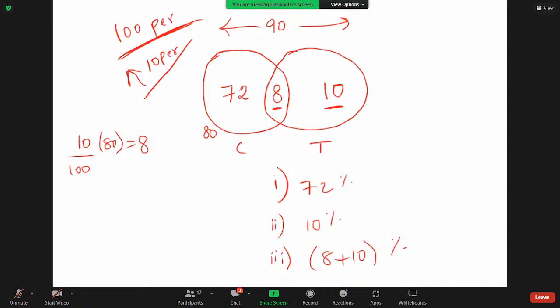Total value of coffee set is 80. 8 is present here. So remaining 72 will be in only coffee. Then out of 100, 10 are not drinking any of these two drinks. Out of 100 persons, if 10 are staying out of these two sets, then remaining 90 must be the combined value of these two sets. 72 plus 8, 80 is there. Remaining third region, only T region would be 10. From which we get these values.